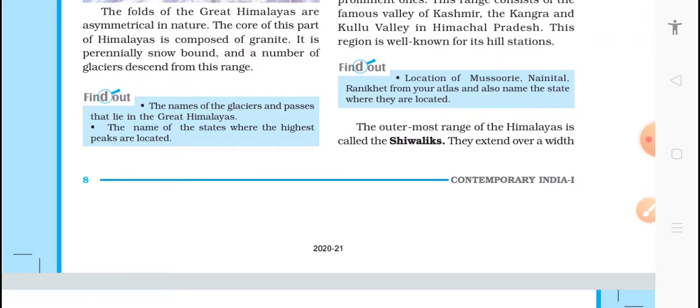The outermost range of the Himalaya is called Sivalik. They extend over a width. So we have learned about the Himadri, Himachal and Sivalik ranges.